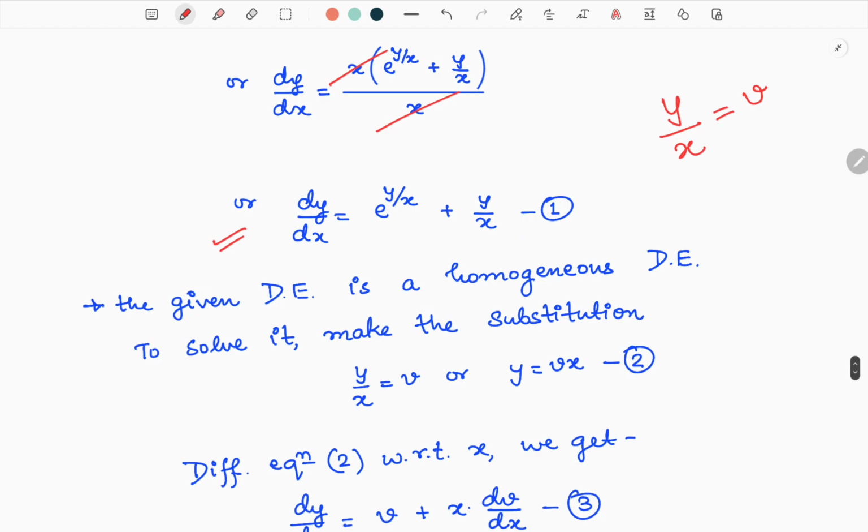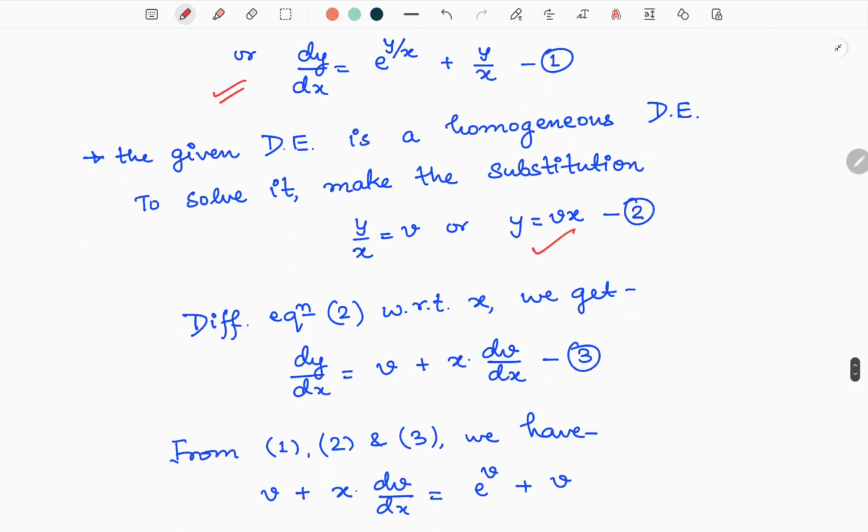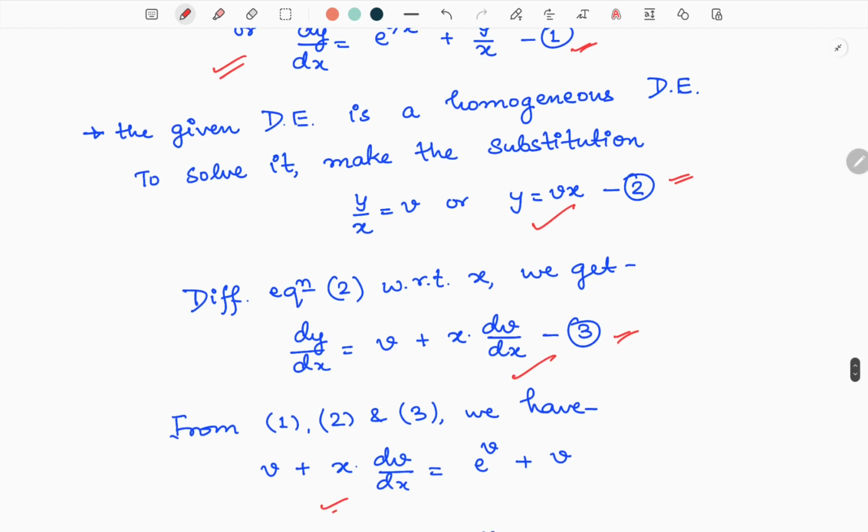And you should immediately recognize that this is the form of a homogeneous differential equation. So if you put y by x is equal to v, then y becomes vx. Now differentiate both sides with respect to x. dy by dx will become v plus x dv by dx. Now combining equations 1, 2 and 3, you can write easily in the place of dy by dx on the LHS as v plus x dv by dx, and in the RHS you can write e to the power v plus v, by replacing y by x as v.